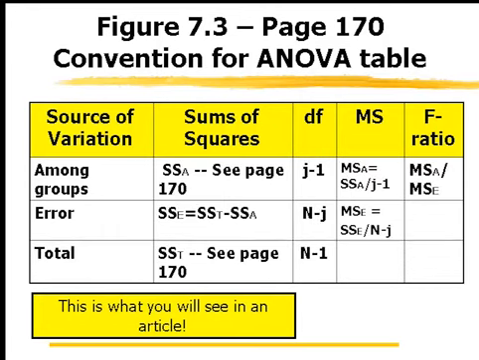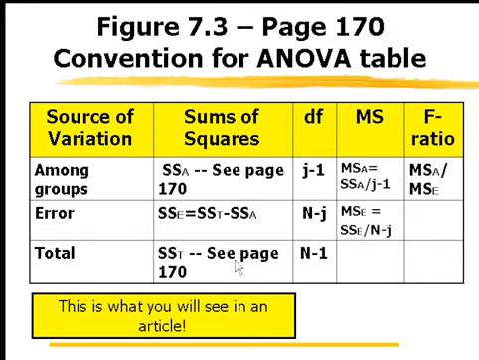So let's take a quick peek at this convention again. The among errors variation is the sums of squares among the groups divided by the number of groups minus 1. That gives you the mean squares. The total error, then, the sums of squares error, is equal to the sums of squares total, which is down here, minus the sums of squares among the groups, which was up here. And that is the number of people minus the number of groups. So in our example, it was 73 minus 3.